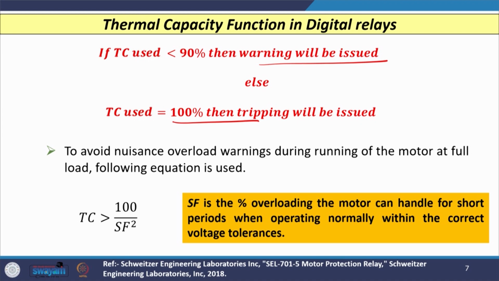Sometimes, when we carry out the setting of this thermal capacity function of the digital relay, nuisance tripping has also been observed in the practical field, especially when your windings or motor run in overload condition. So, to avoid nuisance tripping, you may use the following equation, where Tc is your thermal capacity function, which is always greater than 100 by Sf squared, where Sf is your service factor, which is nothing but the percentage overloading the motor can handle for a short period of time when the motor receives normal voltage at the terminals. So, using this equation you can carry out the setting in such a way that your induction motor does not initiate any nuisance trip, and it will trip only when your thermal capacity function becomes 100% of its value, that is your pickup value or threshold value.